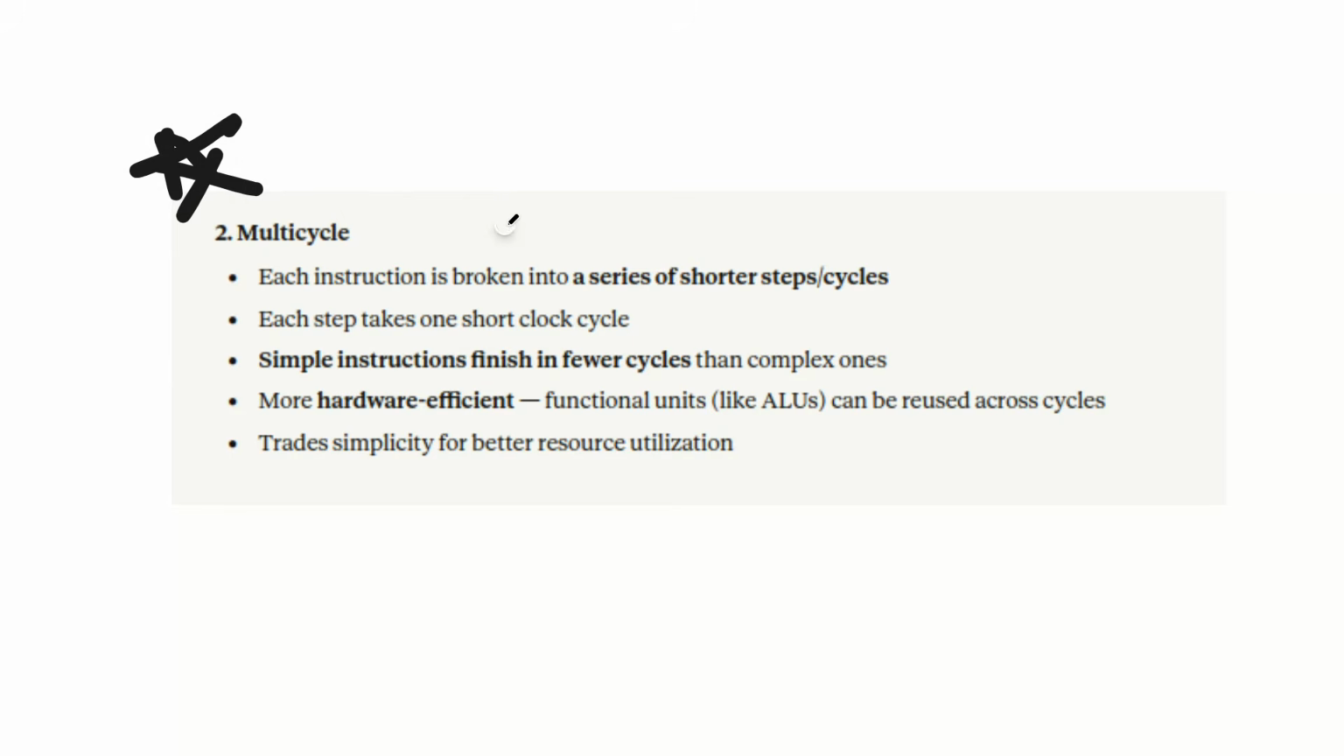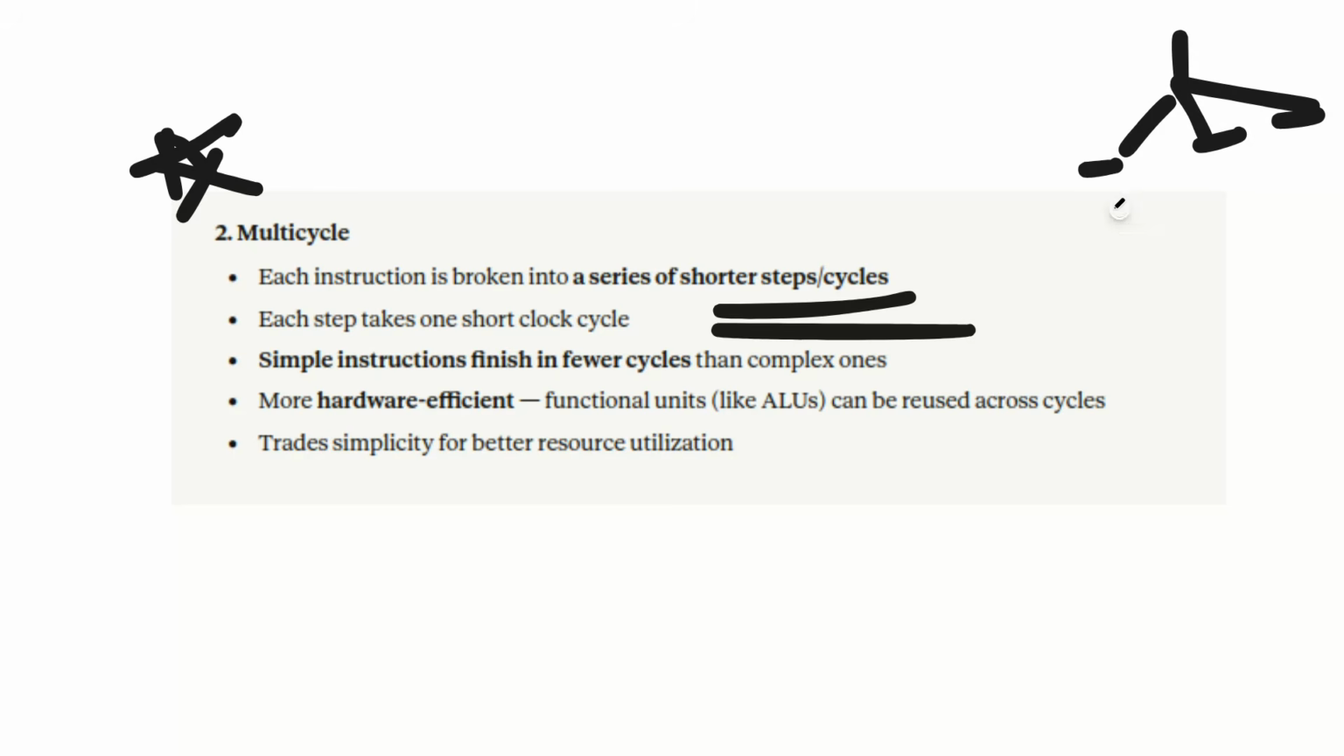Multi-cycle, if you see, each instruction is broken into shorter steps or cycles. Each step takes one clock cycle. Each instruction is further divided into shorter steps, and each of these steps is given a short clock cycle. So simple instructions finish in fewer clock cycles than complex ones. This is more hardware efficient, because faster instructions take fewer clock cycles, being simple instructions.